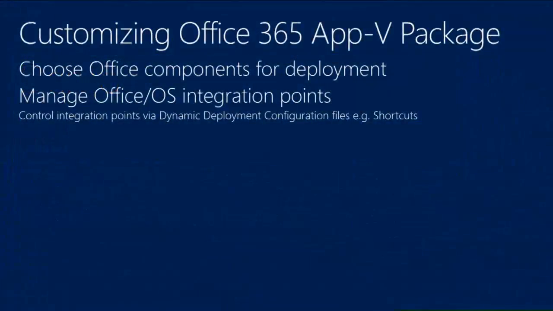All right, so customizing Office 365 App V package. You can choose the components for deployment. I decided I didn't want MS Access as part of that package. So I used my deployment configuration file to turn off MS Access. I also wanted a shortcut available for Word, so I was able to add that to that deployment config. So using the deployment config, I'm able to change how the Office package works. You can also manage Office OS integration points. I didn't go into that too far. I mean, we showed shortcuts, but there are other items in that configuration file that you can change.